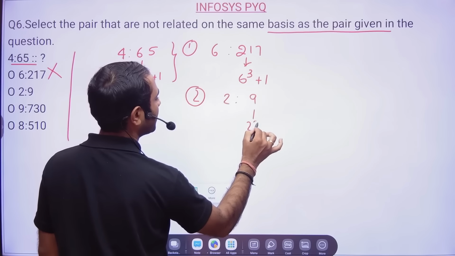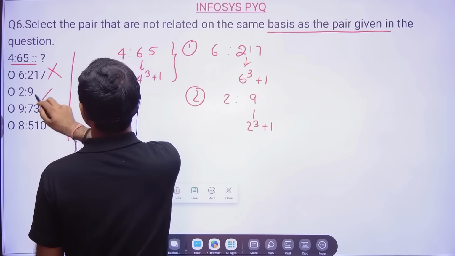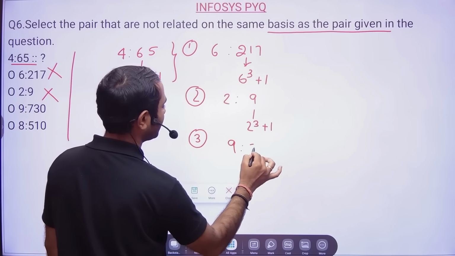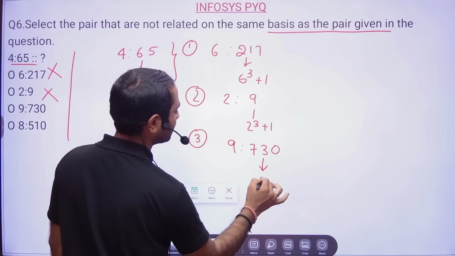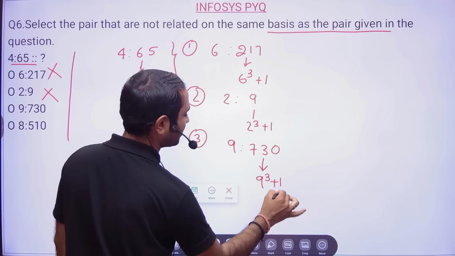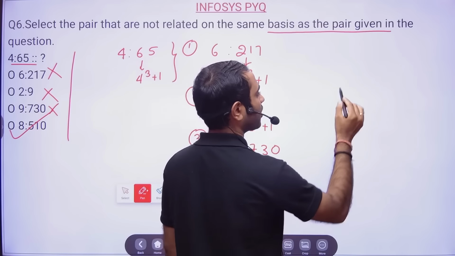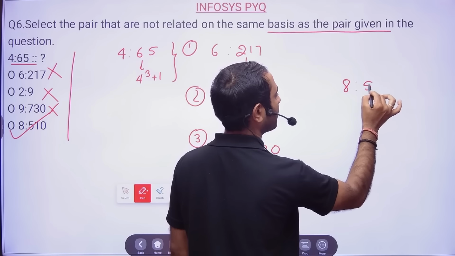So 9 is nothing but 2 cube plus 1. So this is also written in the same fashion. Then 9 is to 730. 730 is also 9 cube, which is 729. So this also cannot be your answer. So obviously the answer will be option D only, 8 510.